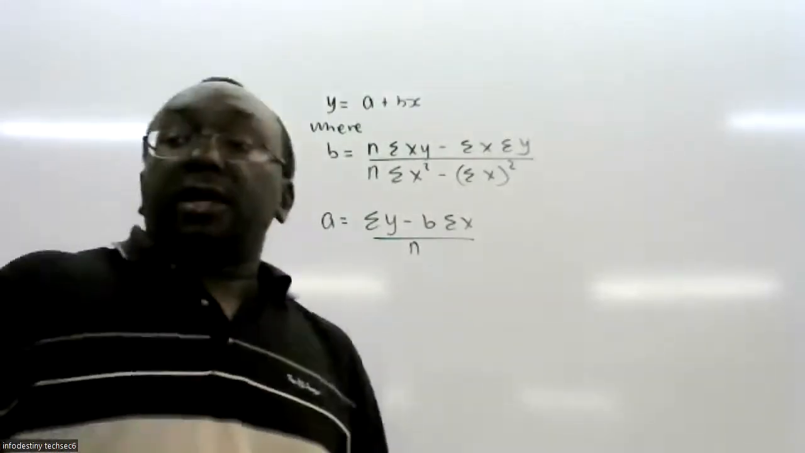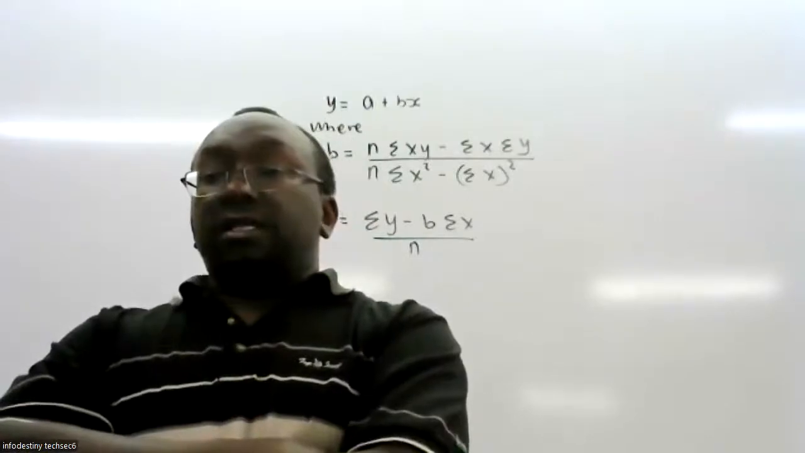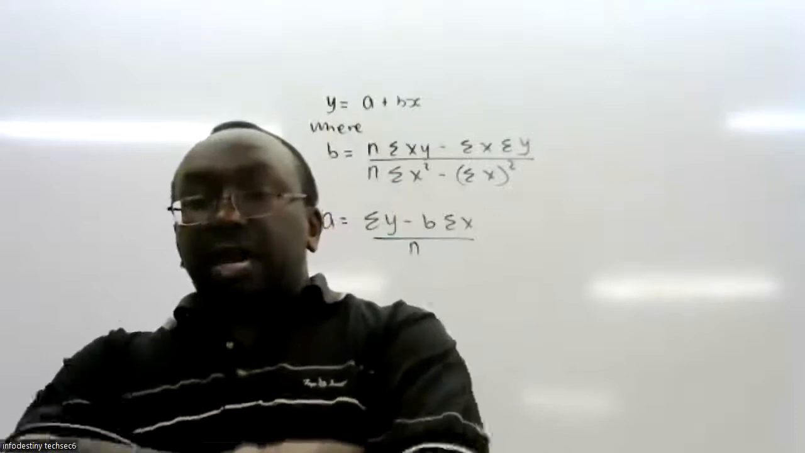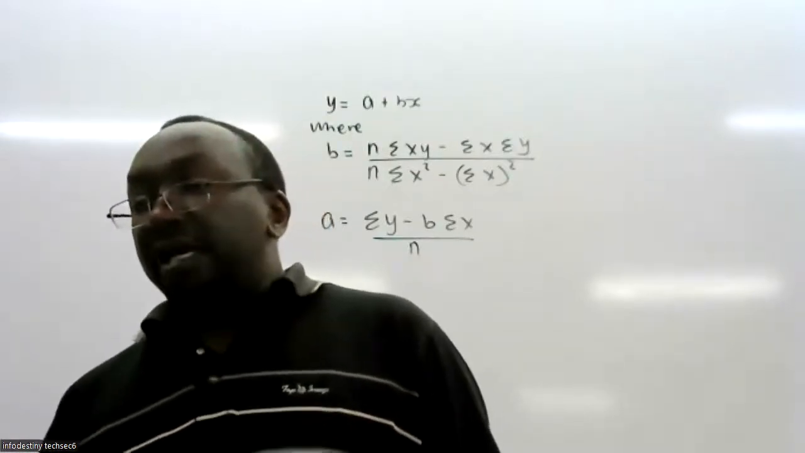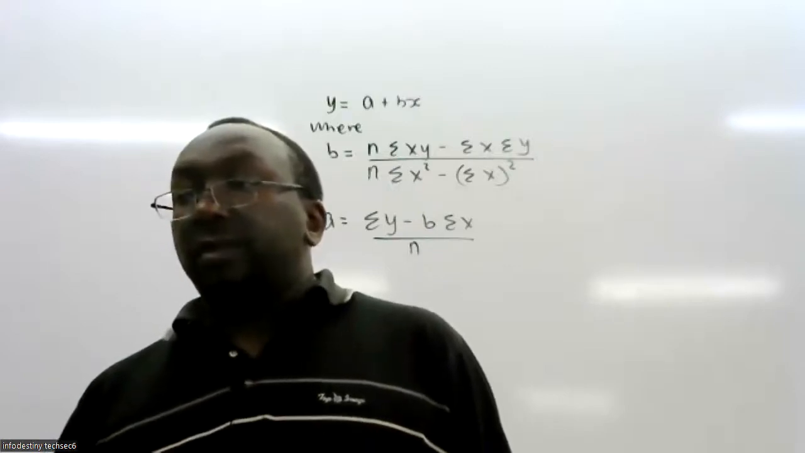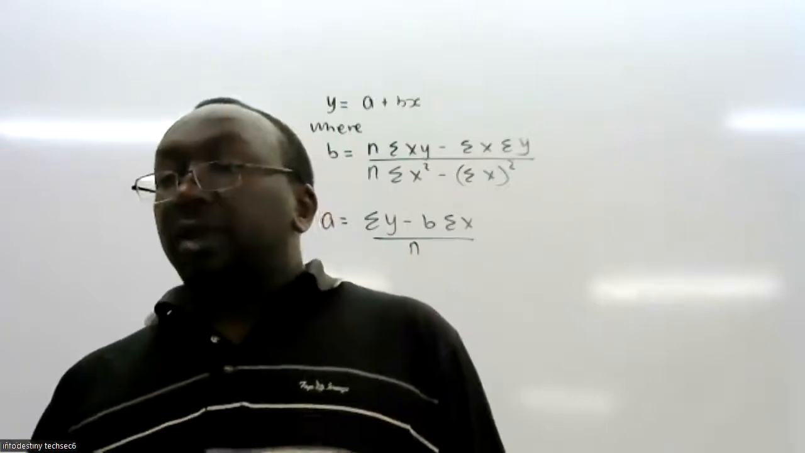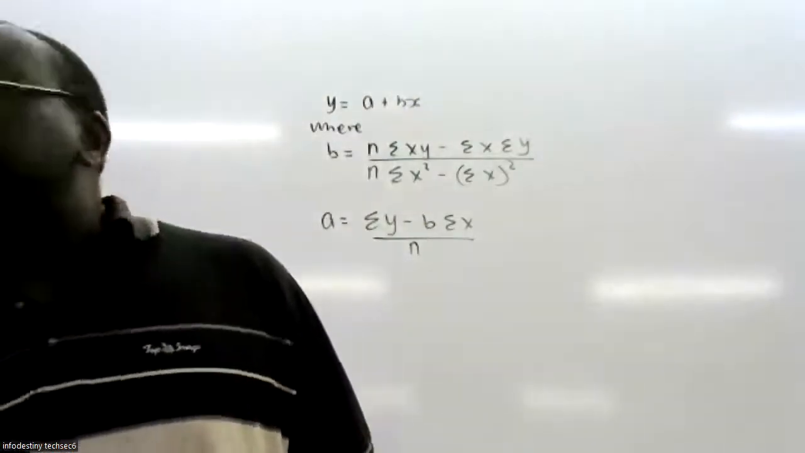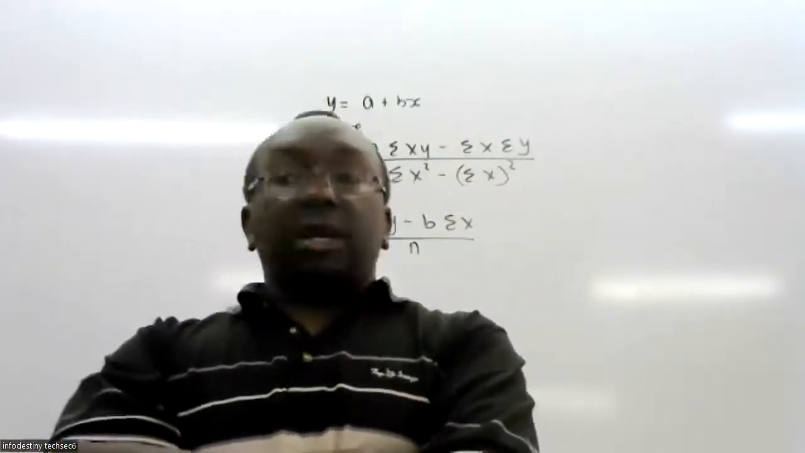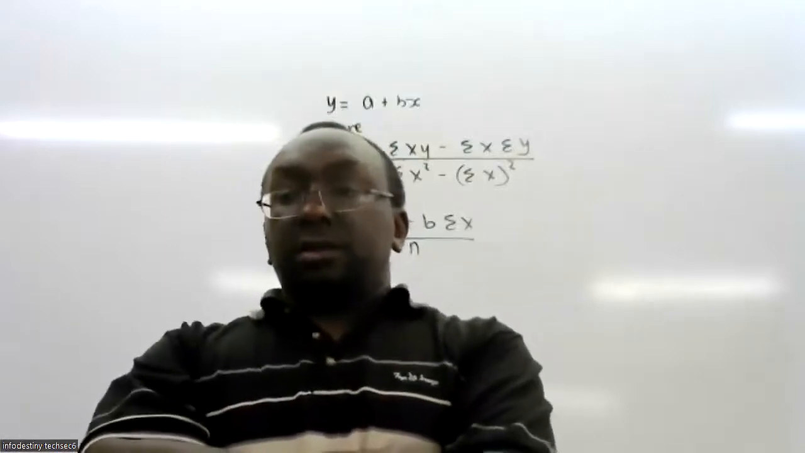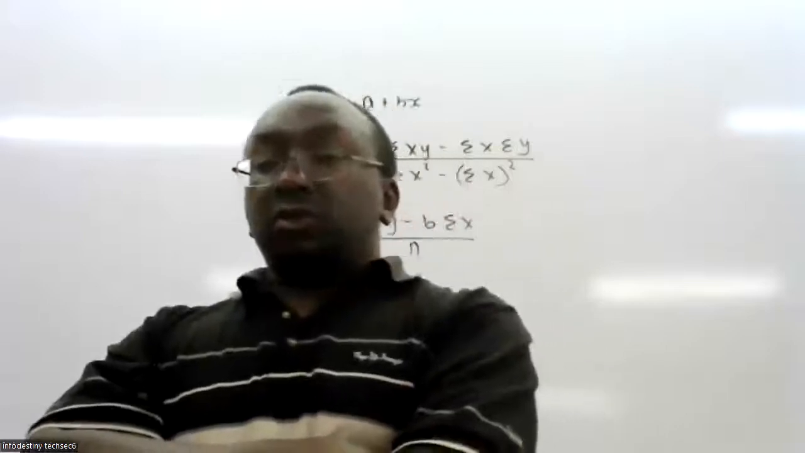Regression analysis is used to measure the type of relationship existing between variables. There are three types. Number one, direct relationship. This is where the variables change towards the same direction.